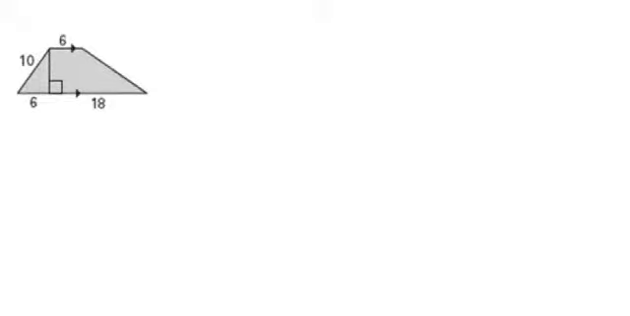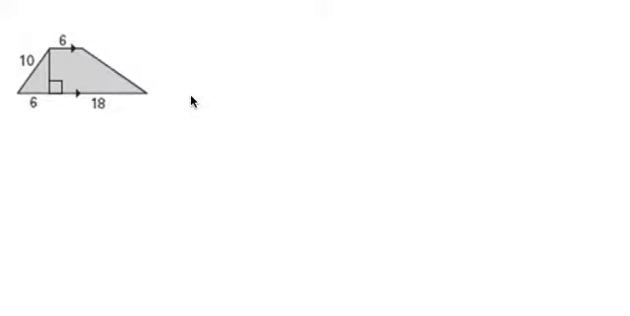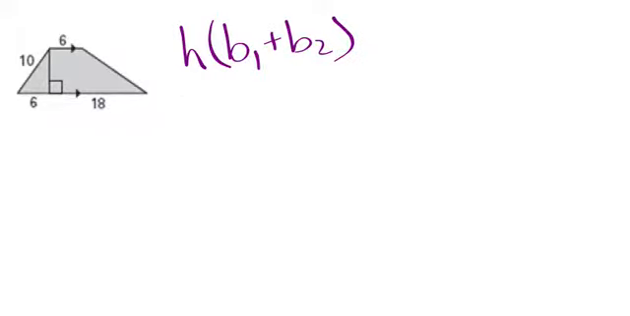In the area of, this is a trapezoid right here, I can tell because it has one pair of parallel sides. So we're going to find the area. The formula for a trapezoid is 1/2 the height times the sum of the bases, or you can write it as the height times the sum of the bases divided by 2.